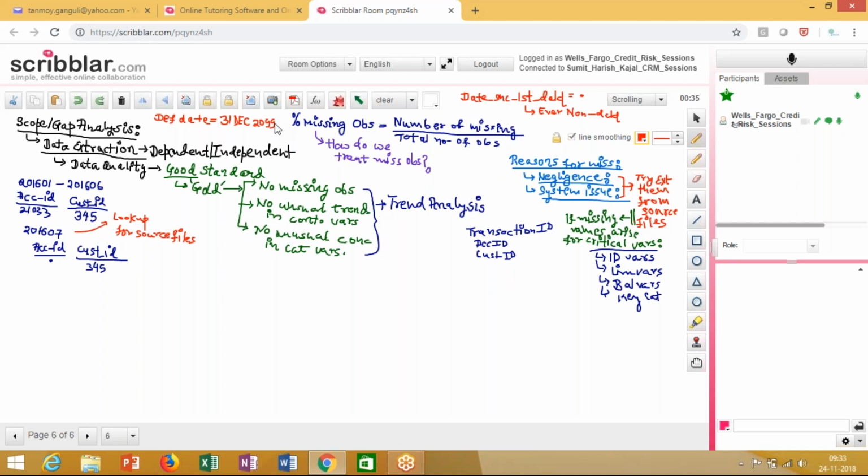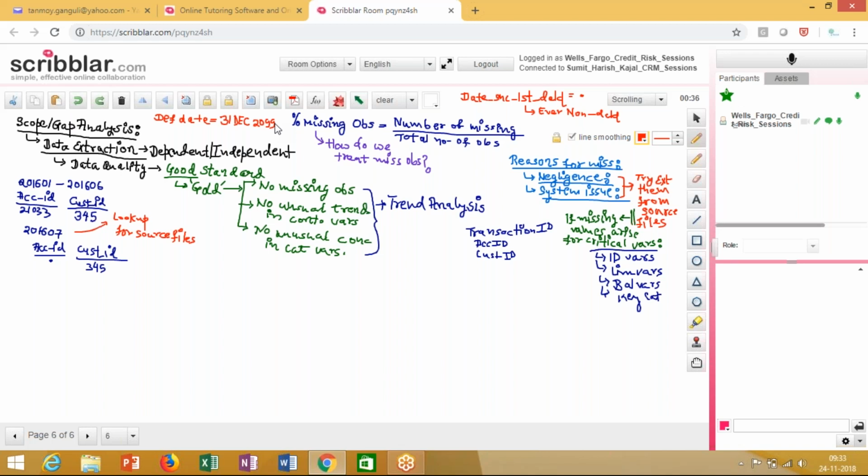Now, this will help me do something. So, what does this actually help me do? It helps me impute those missing values. Whenever I see that the date is 31 December 2099, I know that these are the accounts which have never ever gone delinquent in their entire life. So this is the way we can solve this kind of missing imputation case.